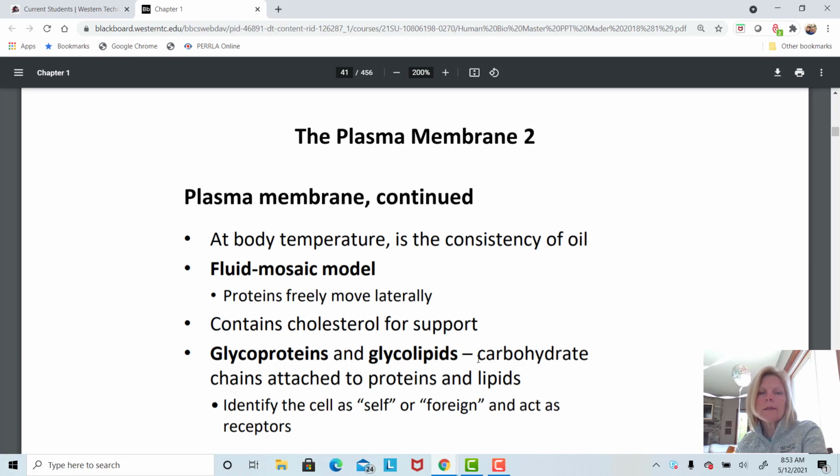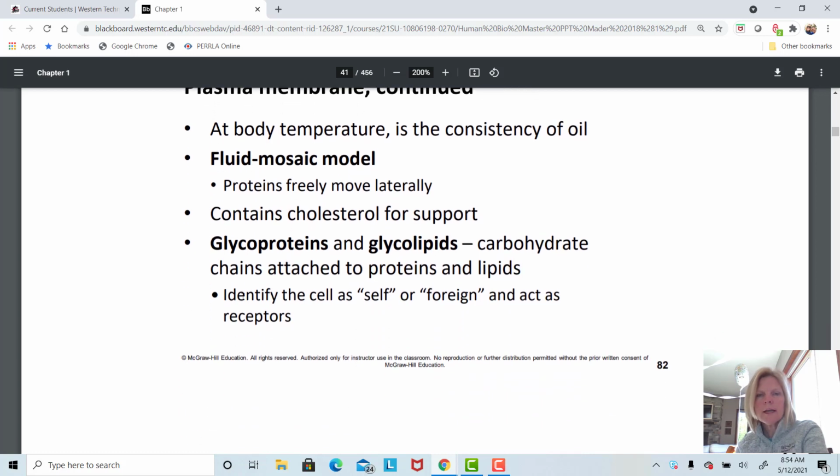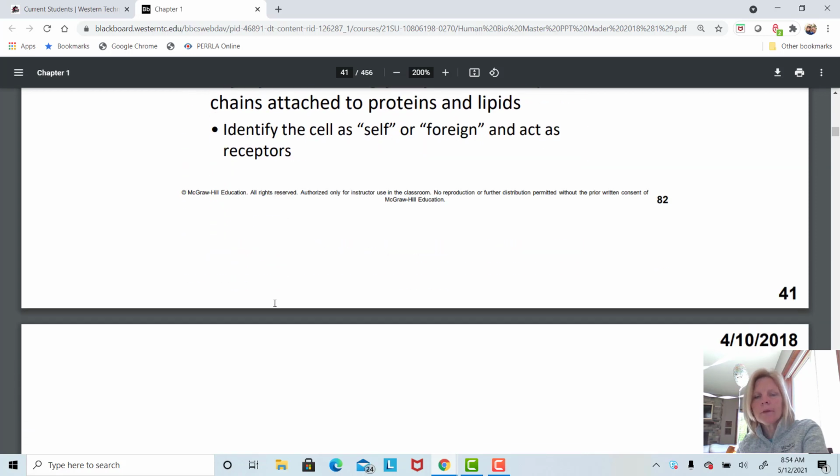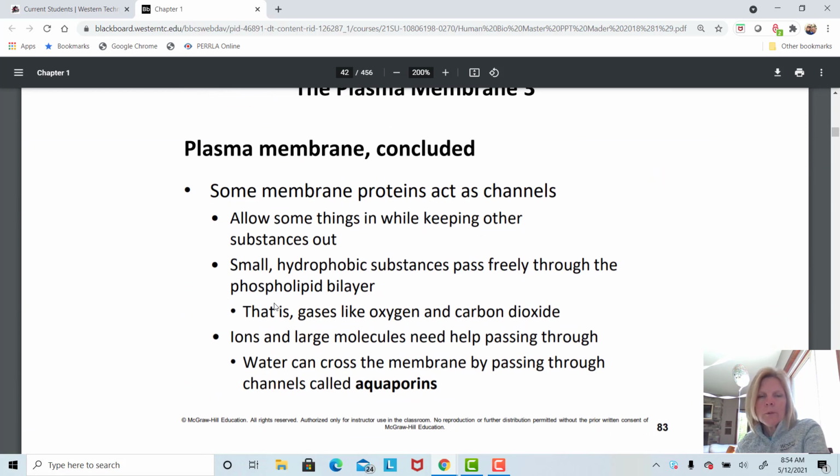So when we look at the plasma membrane, we have proteins that are kind of floating across the surface. We have cholesterol for support. And like I said, those glycolipids and glycoproteins are for identification. So when we look at the plasma membrane, we have these proteins that have holes. Those are called aquaporins, so water can flow through the membrane.